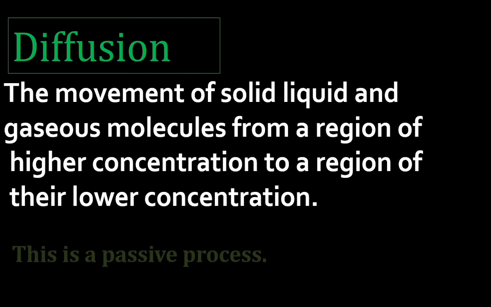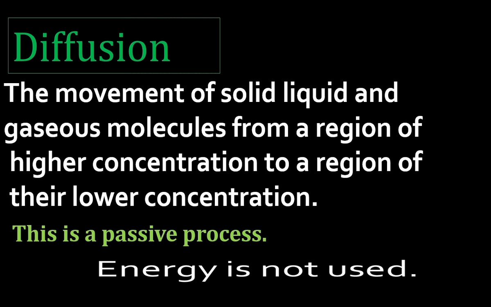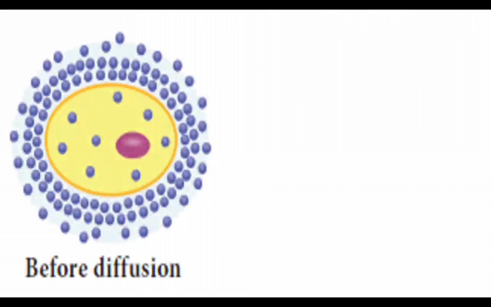Diffusion is a passive process. What is the reason? Energy is not required for diffusion, so it is called a passive process. Look at the picture. Here there is a cell. It is given in yellow color. Inside the cell, the molecules are in lower concentration. Outside the cell, the molecules are in higher concentration. So the molecules move from the region of higher concentration to the region of lower concentration.